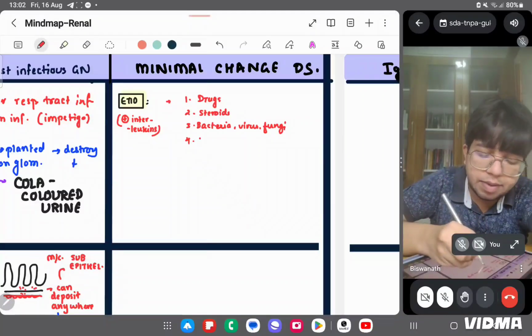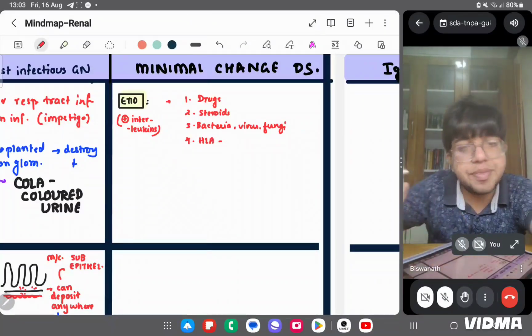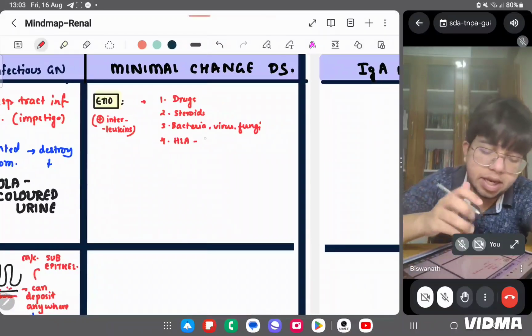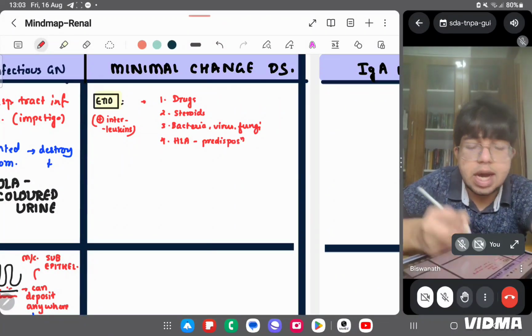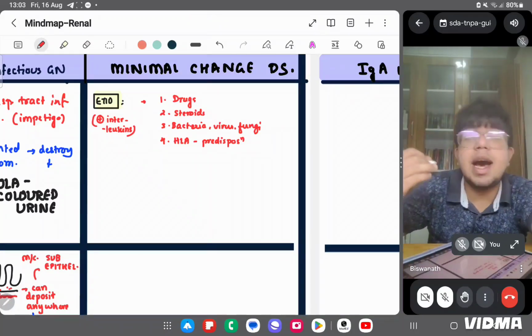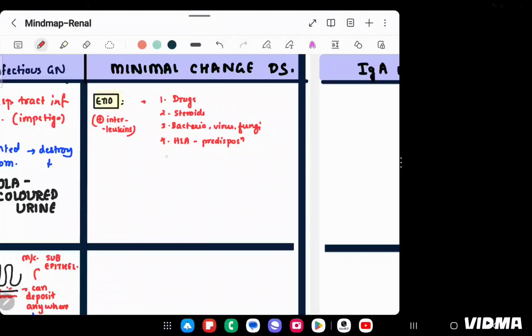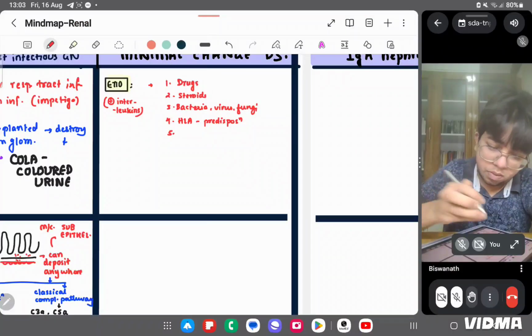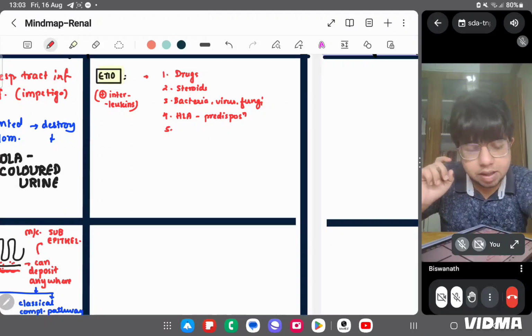Okay, the risk factors may be HLA predisposition, any HLA predisposed individuals, any allergic condition, any upper respiratory tract infections.